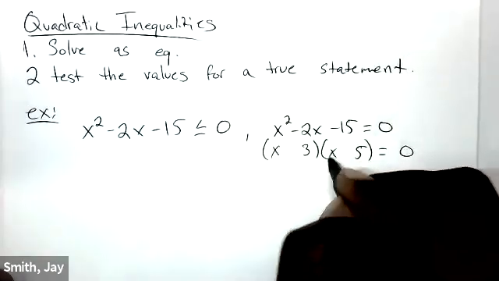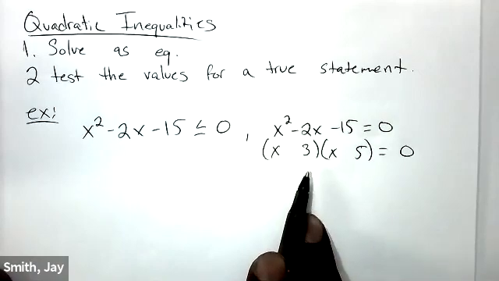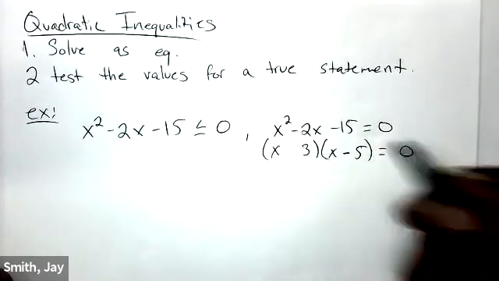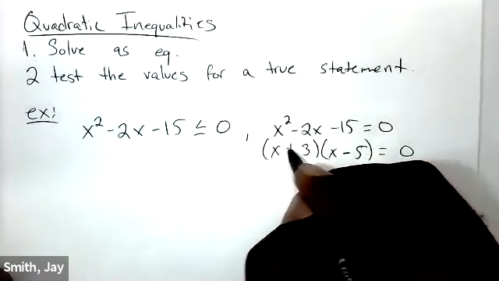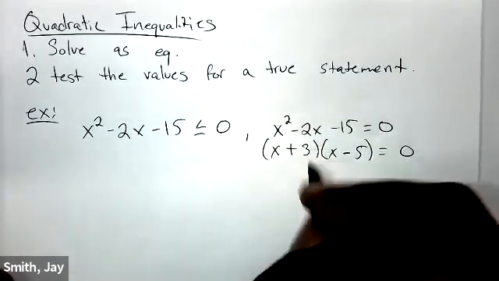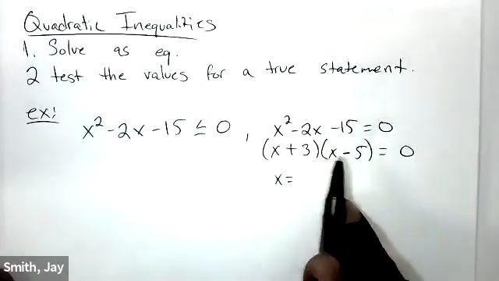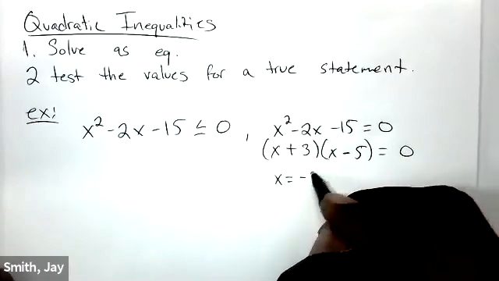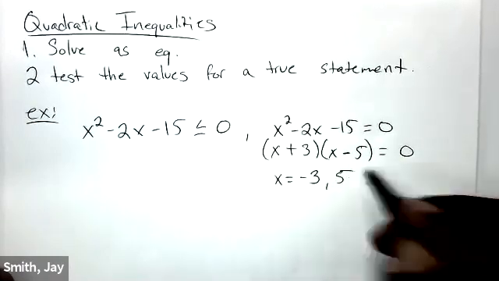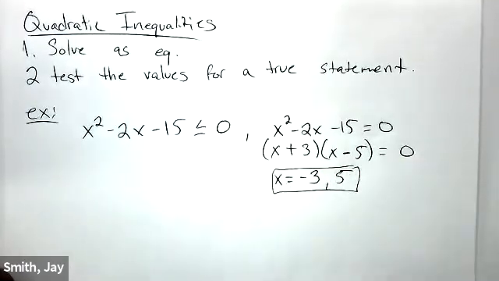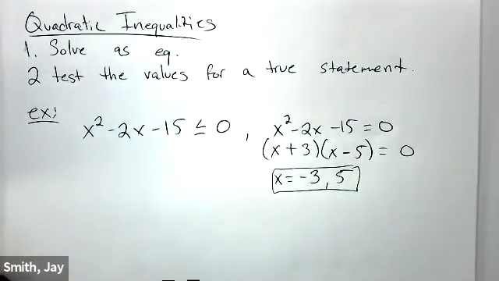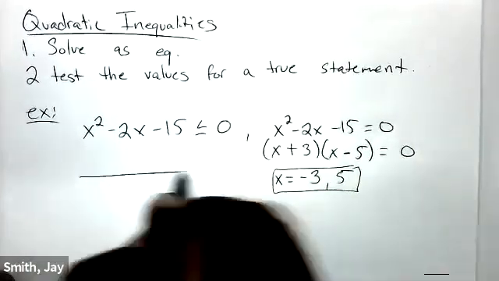And in order for us to get a negative 15, one of them must be negative. In order for us to get a negative 2, the 5 must be negative, which in turn tells me my 3 is positive. Remember, my solutions are the opposite of what we see in our factors. So my solutions will be -3 and +5. These are going to be my linchpin numbers that are going to divide up my number line into 3 segments.